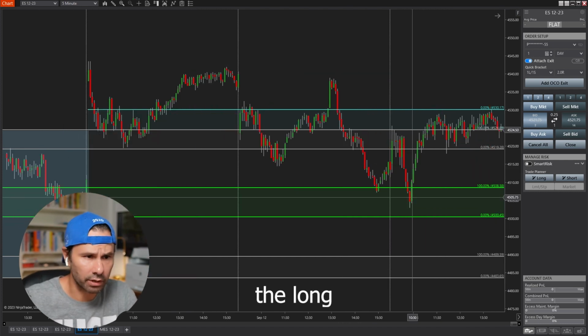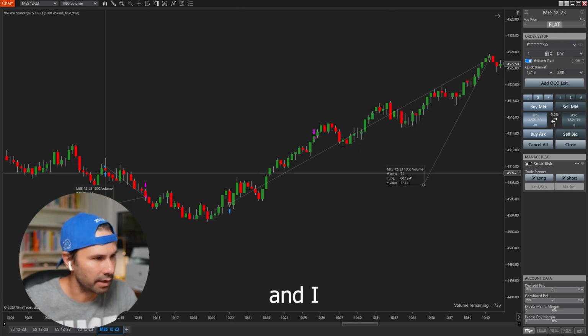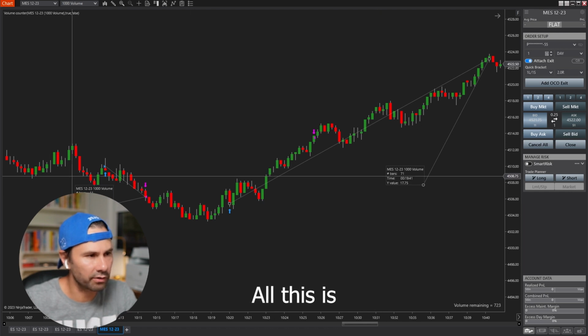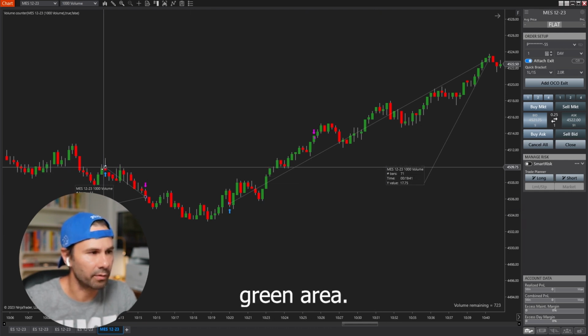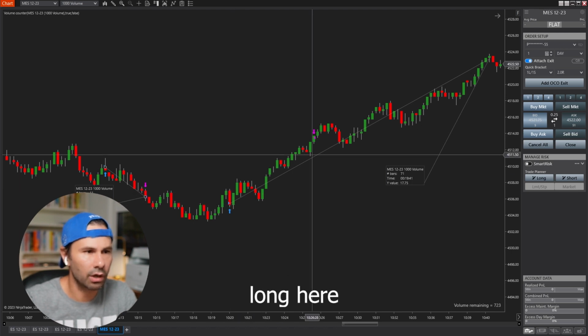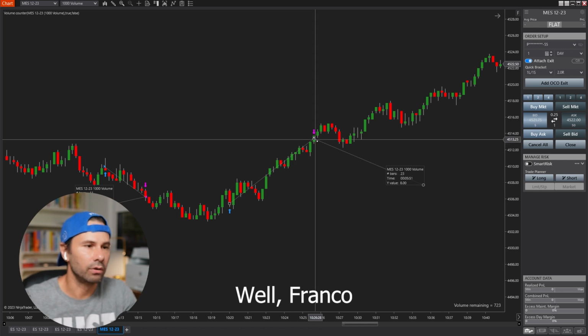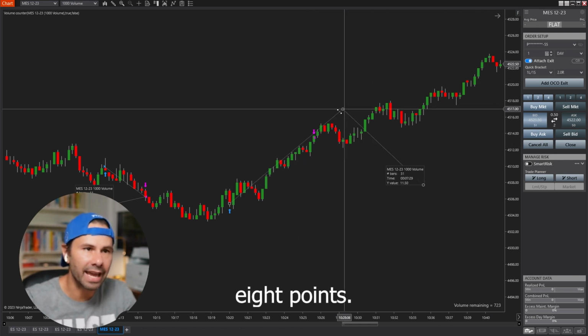By the way, I took the long right here. I took 2 longs. I lost the first one and I won the second one. So this is the first loss. All this is the MES on the same green area, okay? And then I took the long here and closed it right here. But Franco, this thing moved 20 points. Why did you get 8 points?